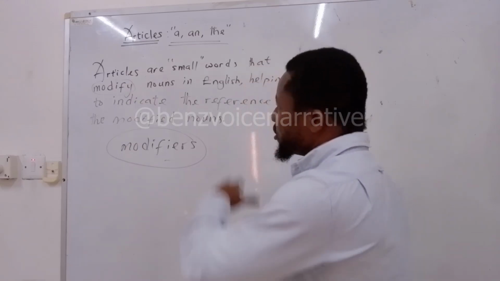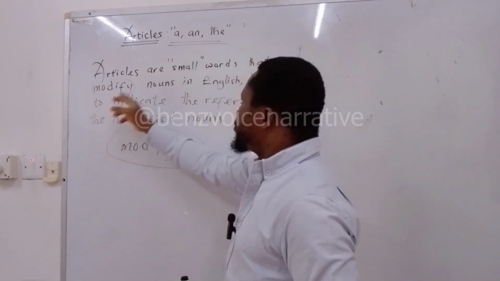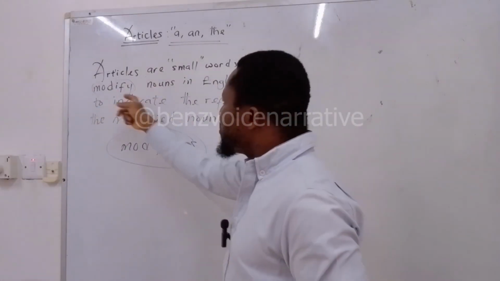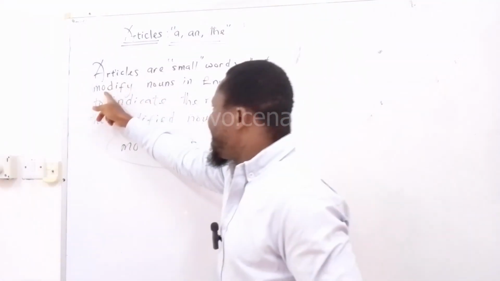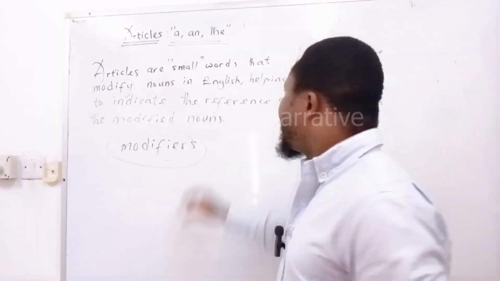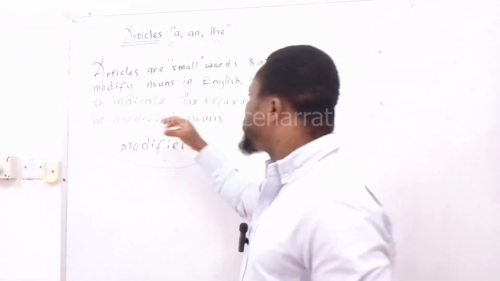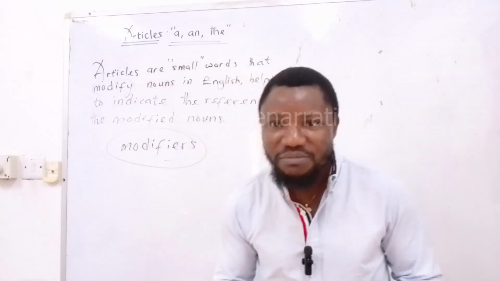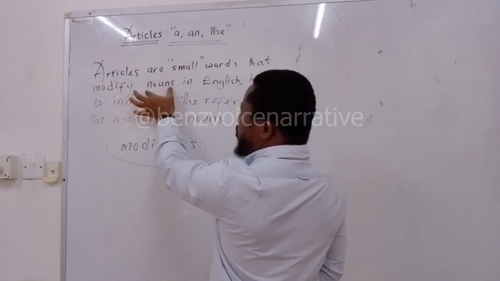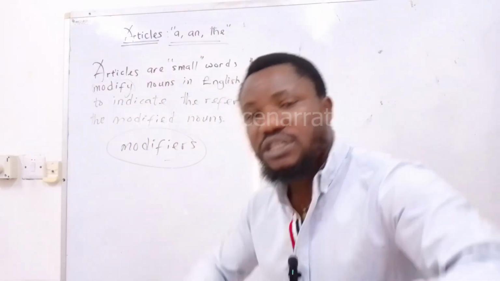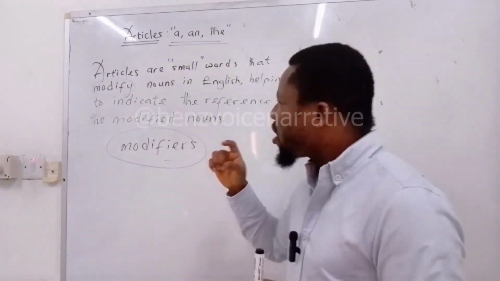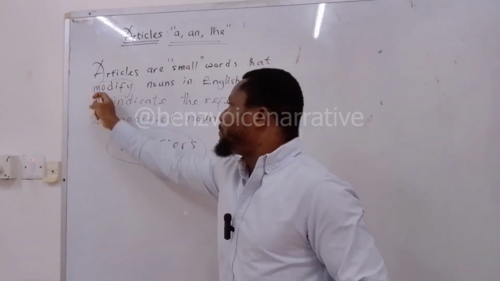So let's go back to the definition. It says articles are small words that come before nouns, that precede nouns, and describe nouns and explain nouns in English, helping to indicate the reference of the modified nouns. What does that mean? Modifiers are words that come before nouns. They tell us more, they explain more about nouns. Now that we've established that, let's understand what is important about modifiers.